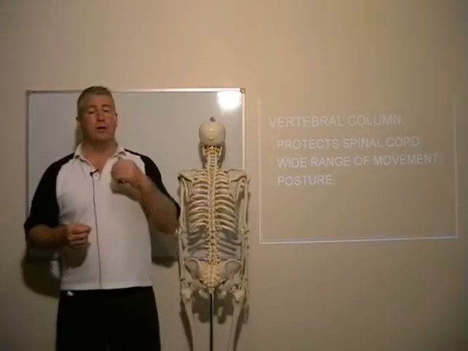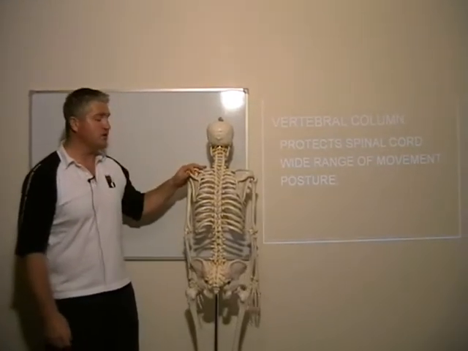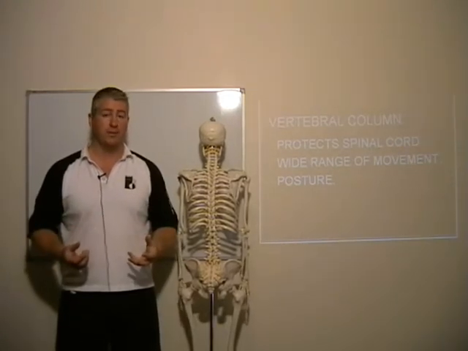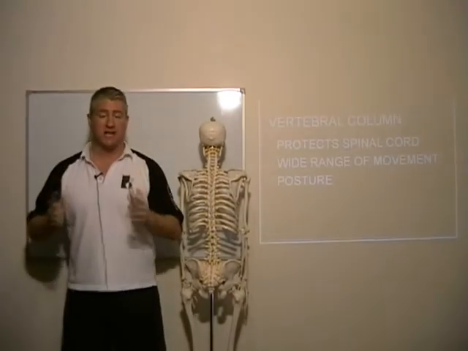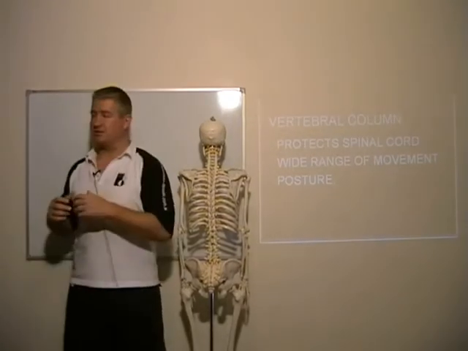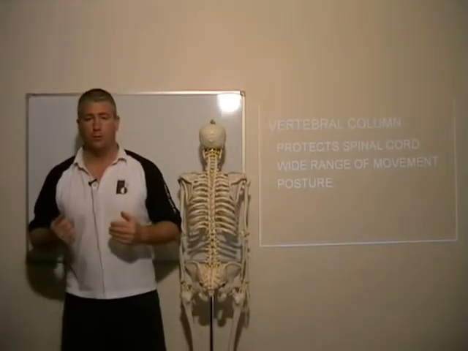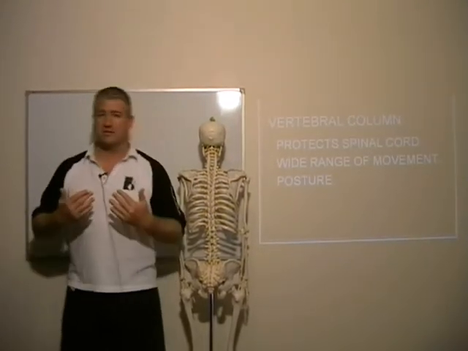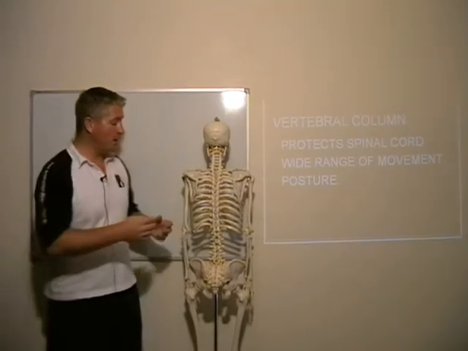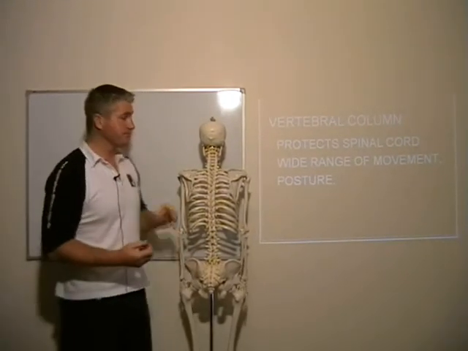Now, as mentioned in the class on anatomical terminology and movement terminology, we look at the three planes of the body, or the three possible movements allowed by the body. One is forward and back, known as sagittal. Side to side is known as frontal, and rotation is known as transverse. That is, we have a sagittal plane of movement, forwards and backwards, a frontal plane of movement, which is side to side, and a transverse plane of movement, which is rotation. Now the vertebral column allows movement in all three planes of the body.